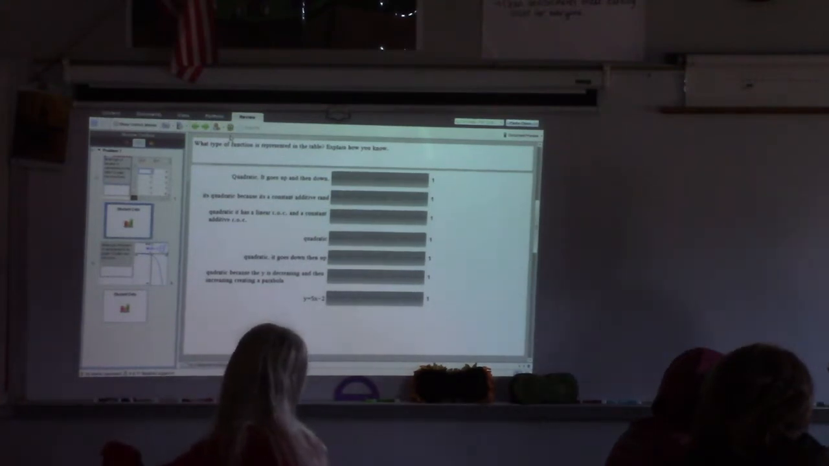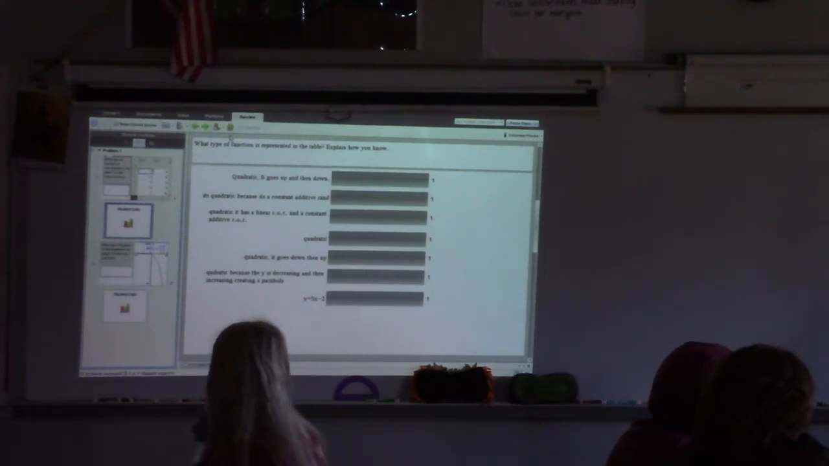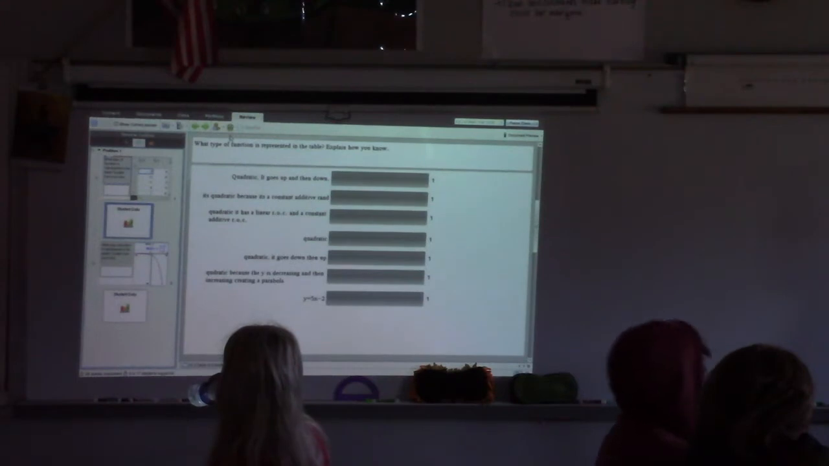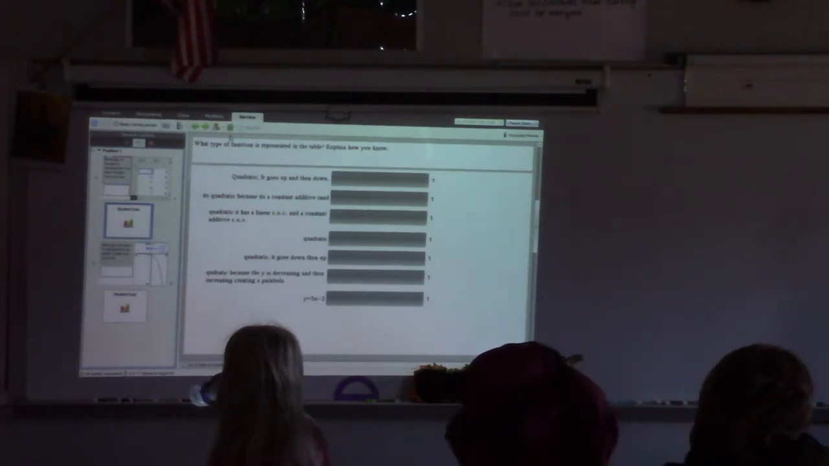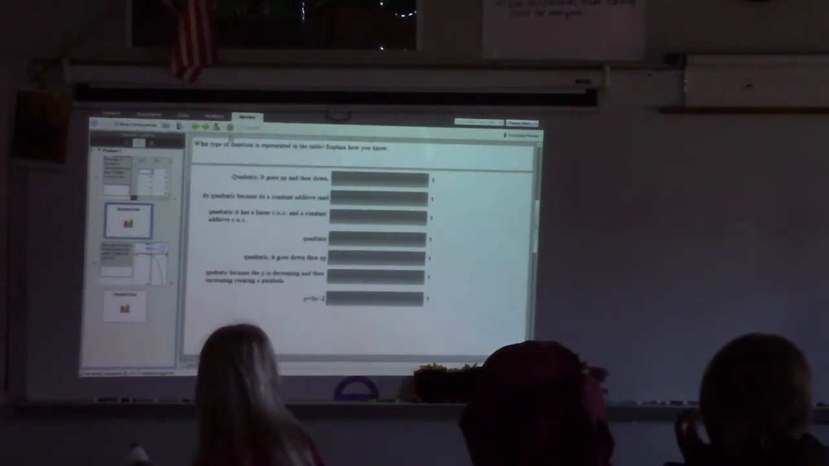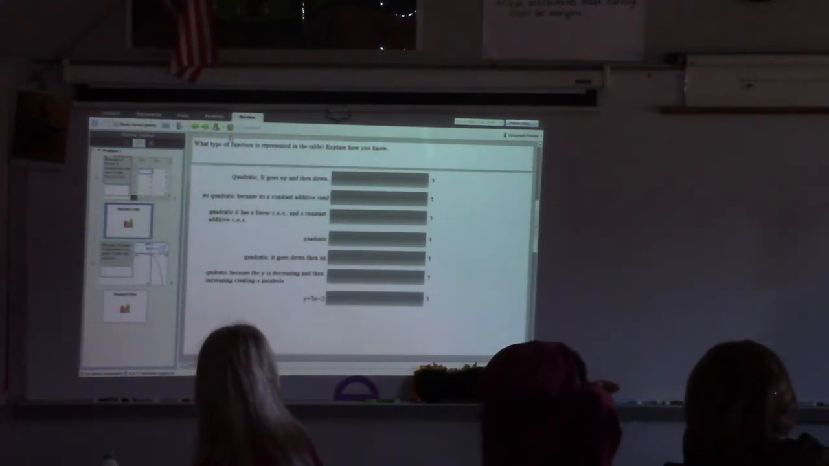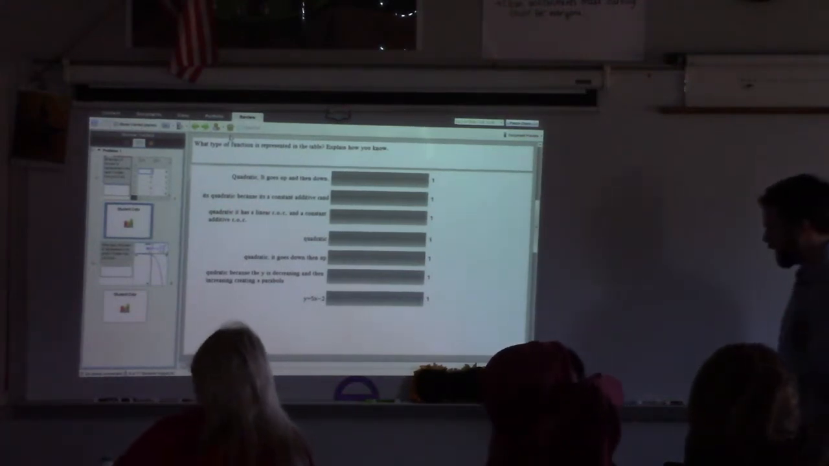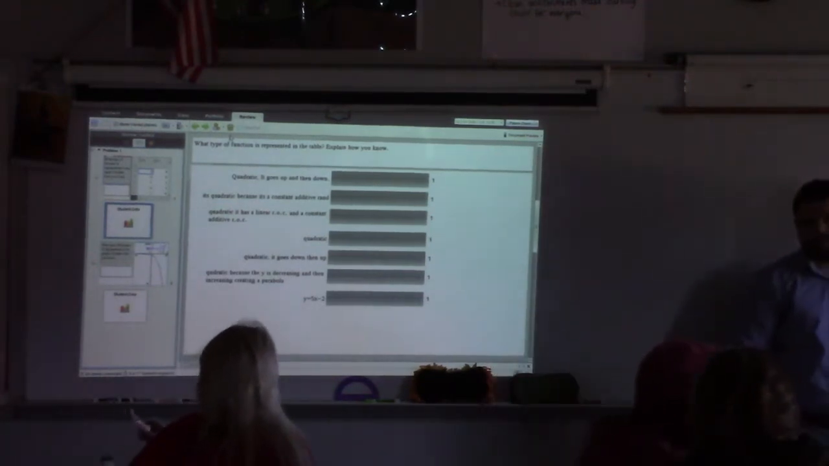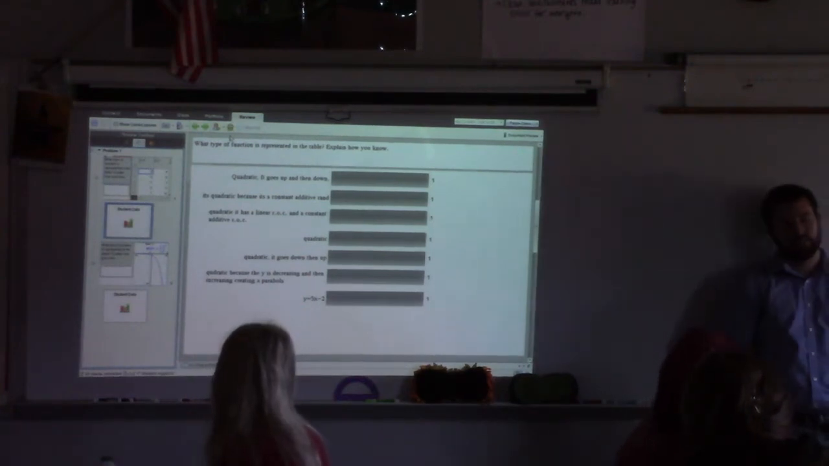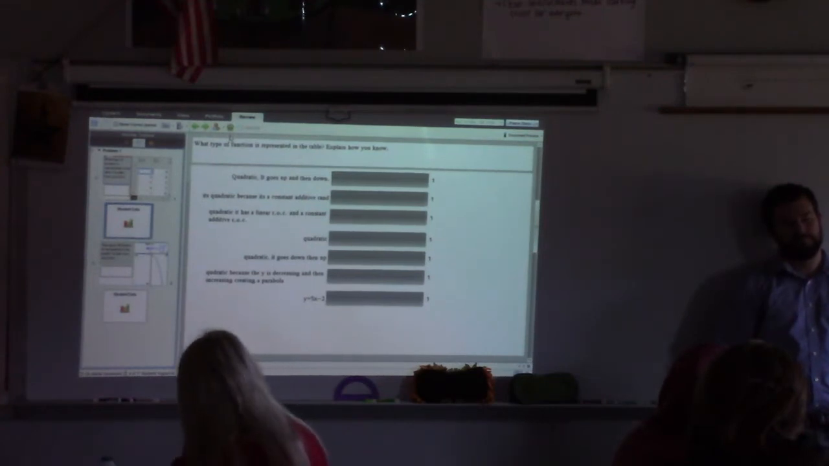If it is exponential, Jeremiah, what kind of rate of change are we looking at? If it's exponential, what kind of rate of change are we looking at? There we go, right? So we need to be looking for that multiplicative rate of change. And if it is quadratic, then what are we looking at? Okay, so we got to know this.